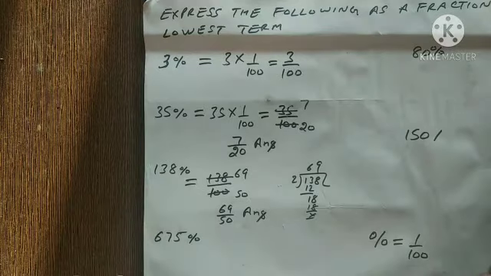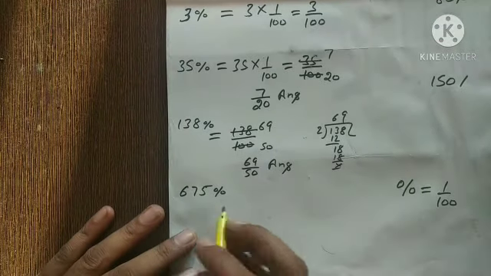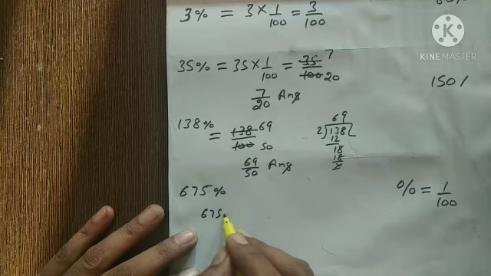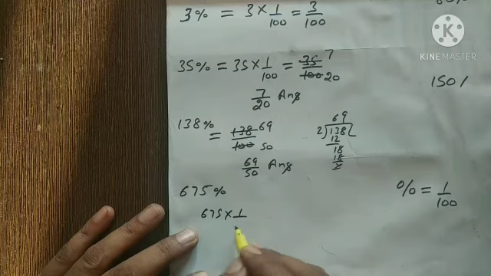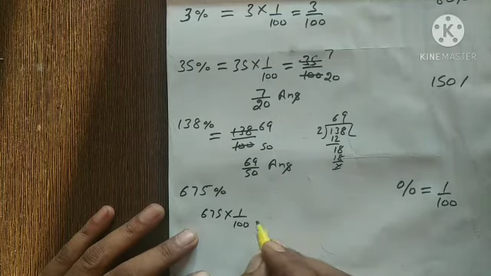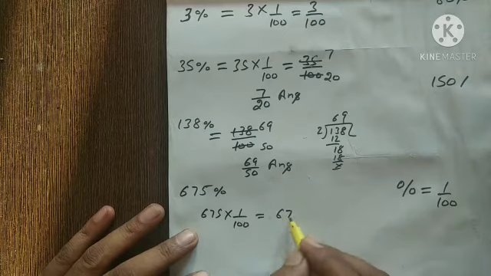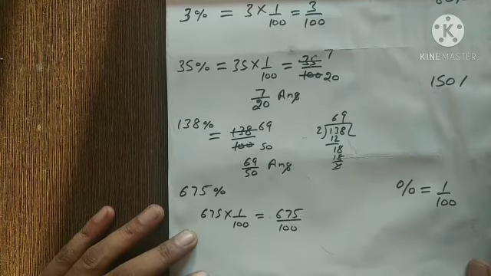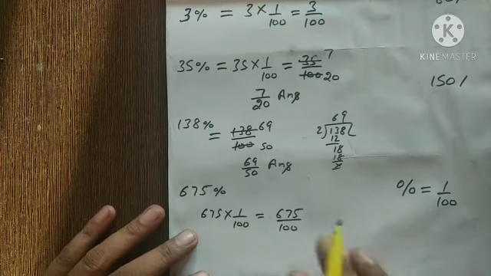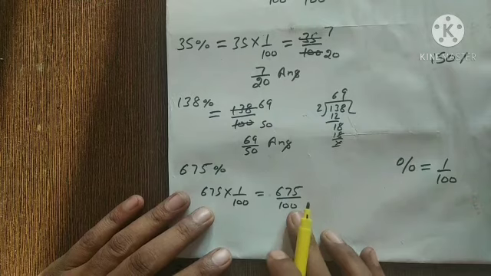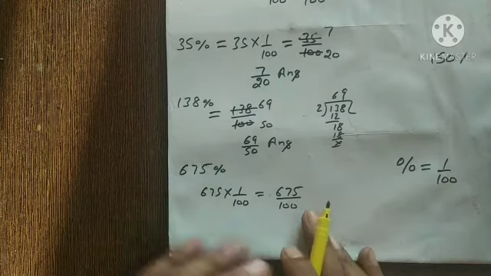Okay student. Now 675%. Now 675% means 675 over 100. Now both are divisible by 5 because one is ending with 5 and the other is ending with 0. So first of all I will divide both by 5.